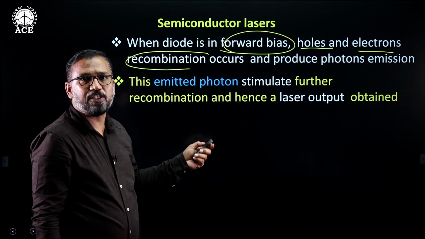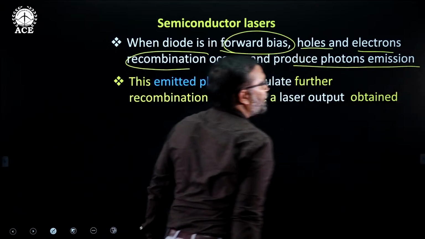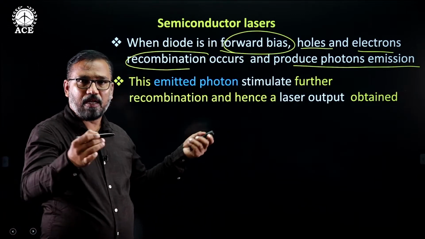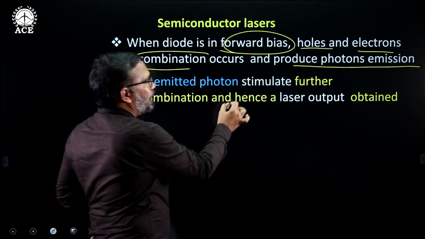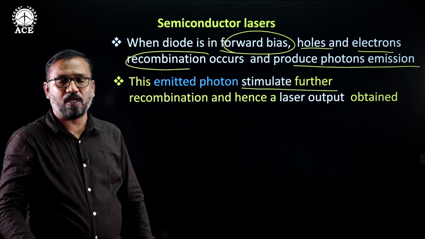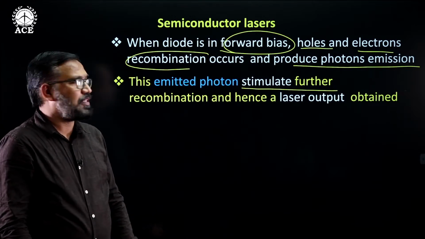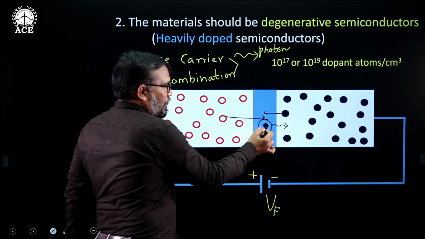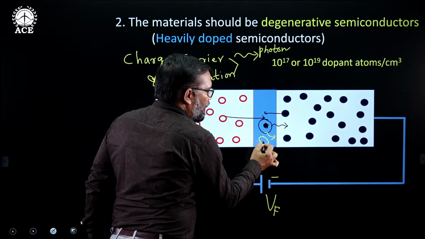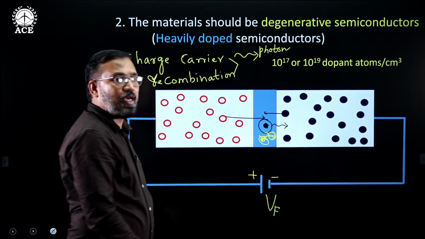In a PN junction diode, electrons and holes recombine and produce photon emission. They produce a photon, not a phonon. Photon means light emission takes place. This emitted normal photon from the initial recombination stimulates further recombination. For example, this photon tries to create the recombination of another electron-hole pair.